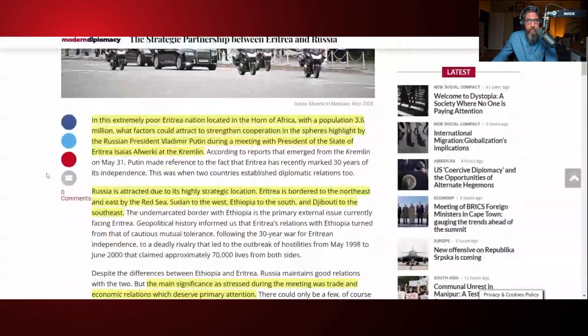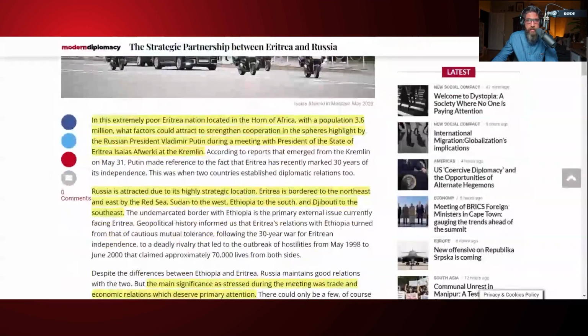Just one last thing, guys, before we leave. Because we spoke about Eritrea, I found this very interesting article, the strategic partnership between Eritrea and Russia, why Russia is trying to have better relations now with Eritrea. In this extremely poor Eritrean nation, located in the Horn of Africa with a population of 3.6 million people, what factors could attract Russia to strengthen cooperation in the spheres highlighted by Russian President Vladimir Putin during a meeting with President of the State of Eritrea, Isaias Afwerki, at the Kremlin?